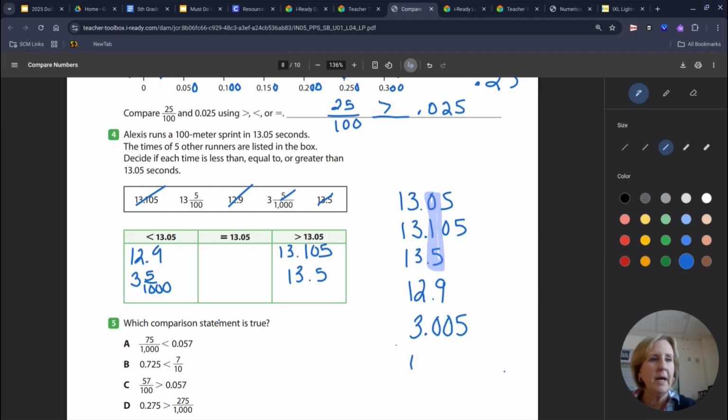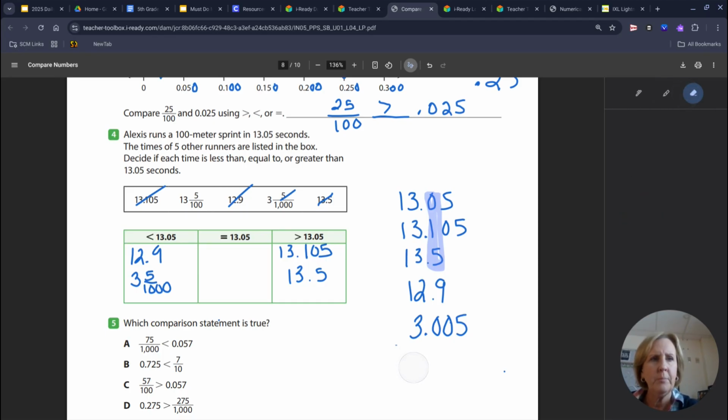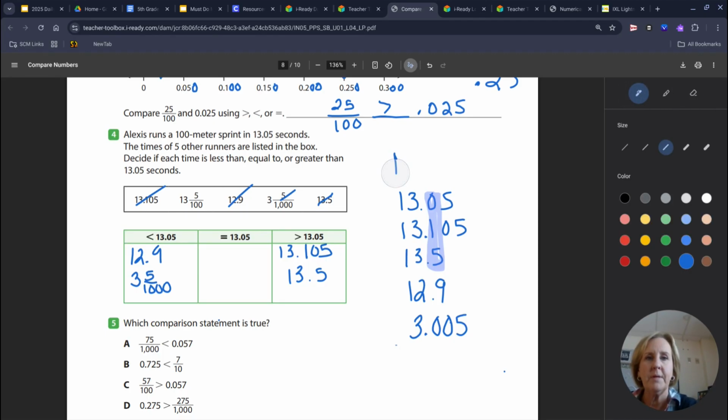Actually, I'm not going to put it there. I'm going to put this one up here: 13 and 5/100ths. 13 and I have no tens, 5/100ths. Winner, winner. That one's equal. 13 and 5/100ths. Just because it looks like that doesn't mean it isn't equal. So there you go. Check and done. Look at us. We are rocking and rolling.